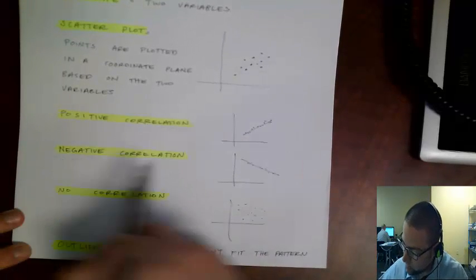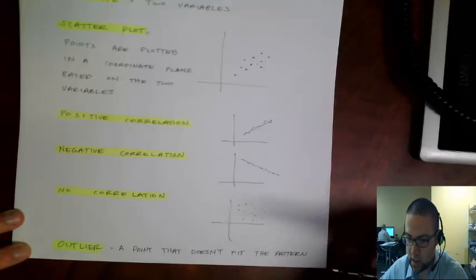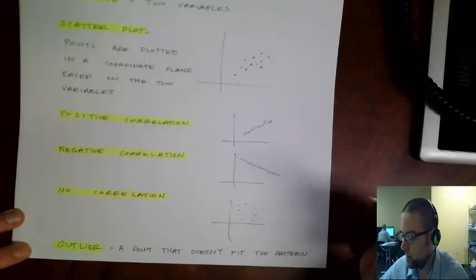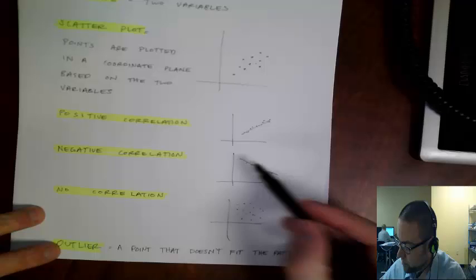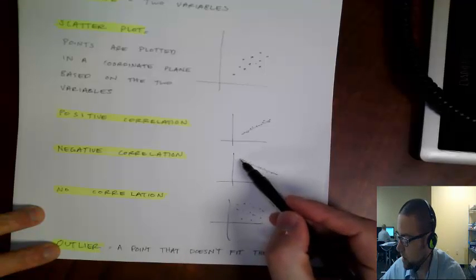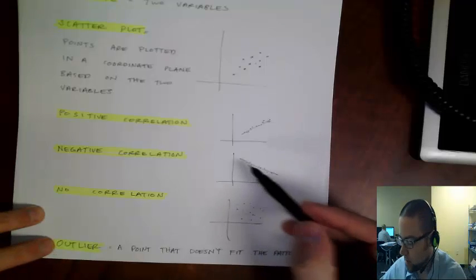Negative correlation means the more that this grows, the lower this gets. An example of that might be the volume of the balloon versus time. The volume of the balloon starts really big, but as time goes on, the balloon shrinks and gets smaller. So that would be a negative correlation.